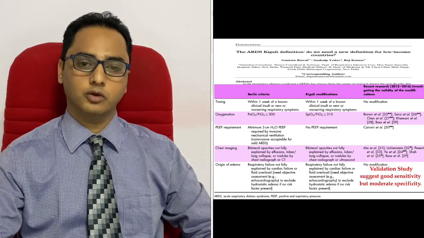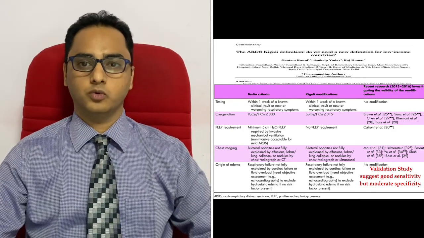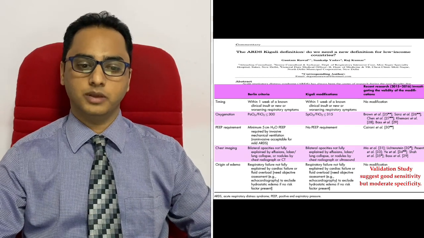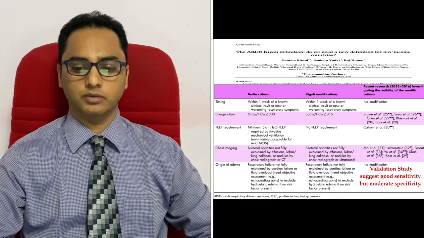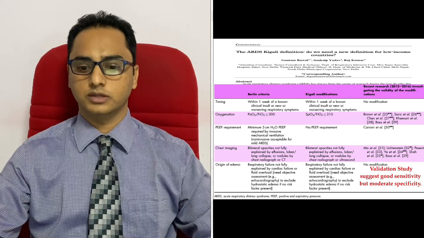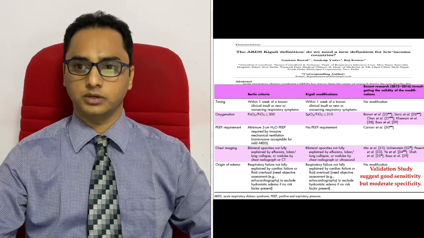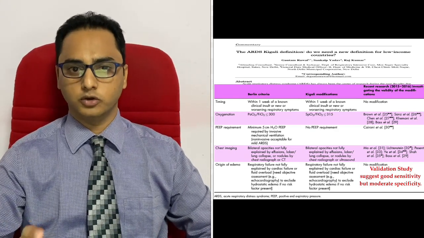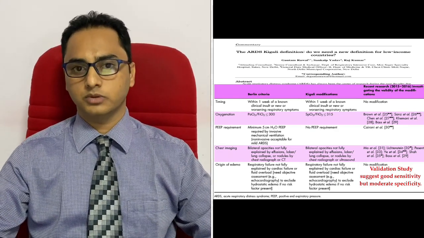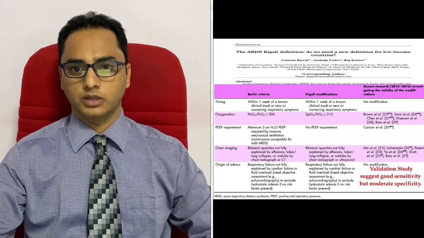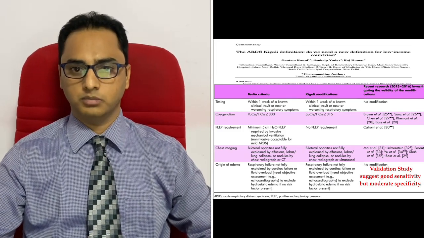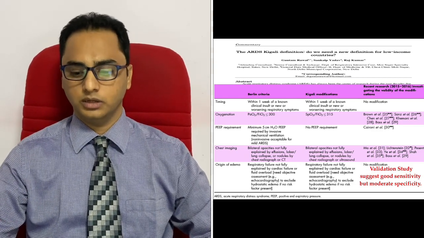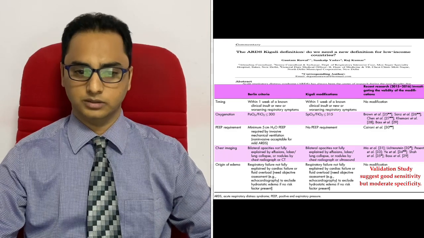Okay, so they had a good correlation. If SpO2 by FiO2 is less than 315, it is going to correlate with a PF ratio of less than 300. They have done a validation study, which shows good sensitivity but moderate specificity, meaning it has good screening test value and a good negative predictive value. So if it comes positive, there might be ARDS or there might not be ARDS, but if it comes negative, we can safely rule out ARDS. So this is the validation study.